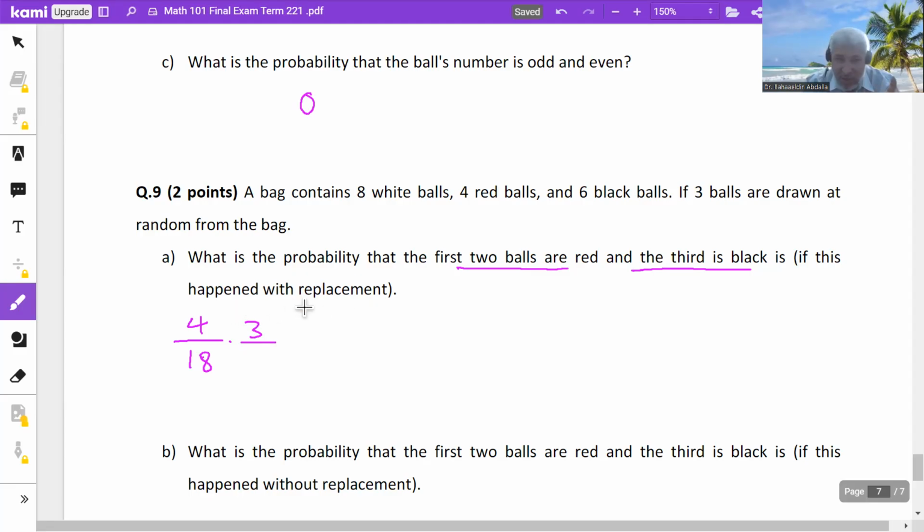If this happened with replacement, what is the meaning of with replacement? With replacement means he will put the first ball back. So the first ball, which was red, I selected a ball, I found it red, I put it back in the bag. So I'll still have 18 balls, and I still have 4 red balls.